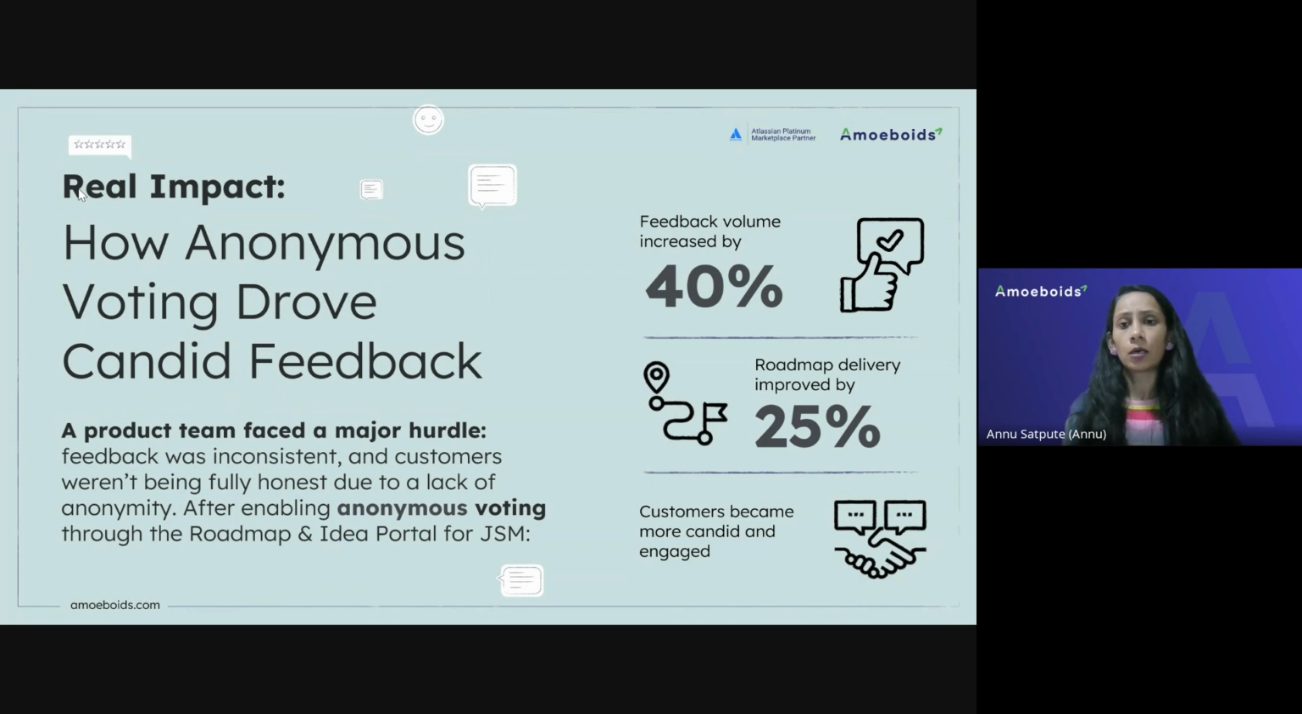And when this feature came in, it was so easy, comfortable and safe for people to share their votes anonymously, which in turn resulted in a 40% increase in the feedback volume. And due to this increase in the feedback and enhanced engagement, the product team was able to deliver ideas on the roadmap by 25%. So there was an increase of roadmap delivery by 25%, right?